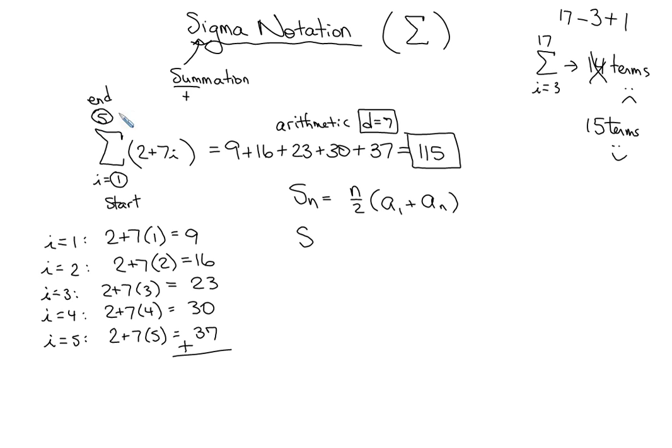Why is this 5 terms? Because 5 minus 1 is 4, and then you add the first one back in. That's where 5 comes from. Okay. Just wanted to talk about that because that's a common mistake.